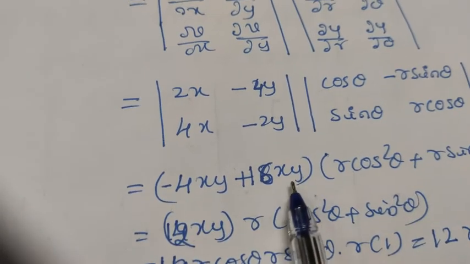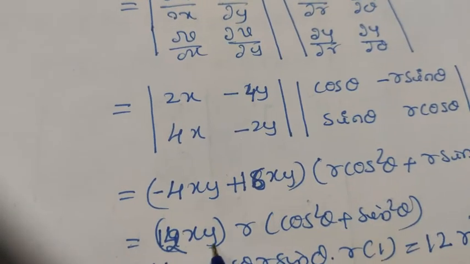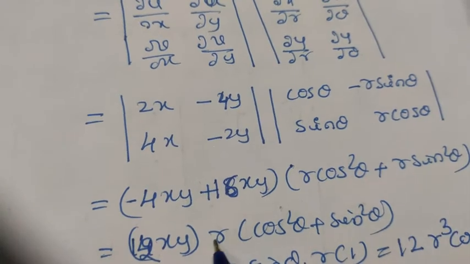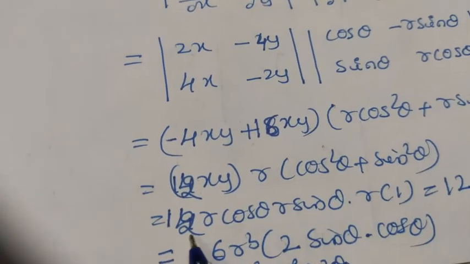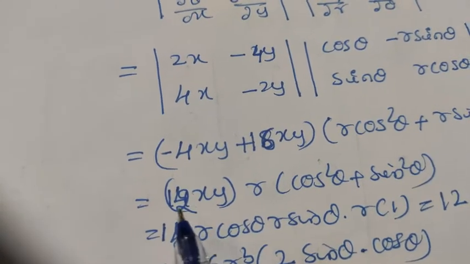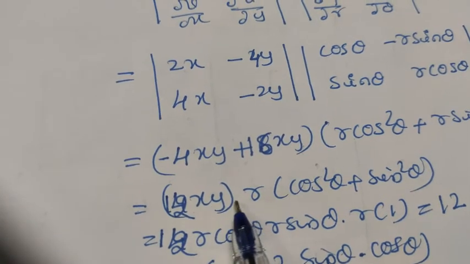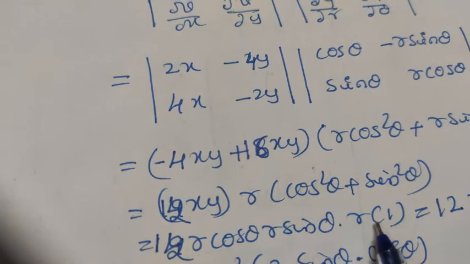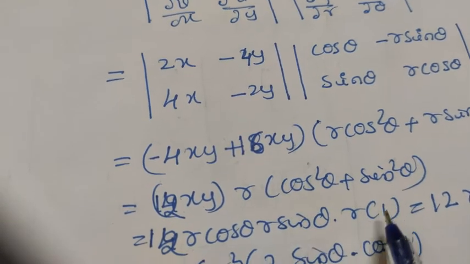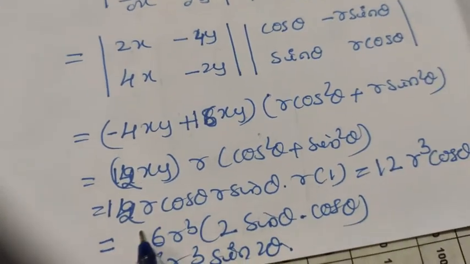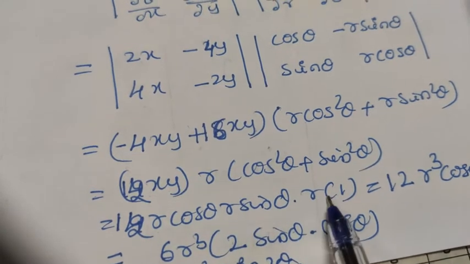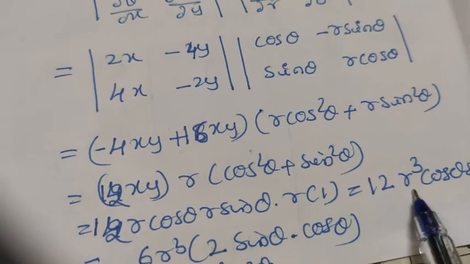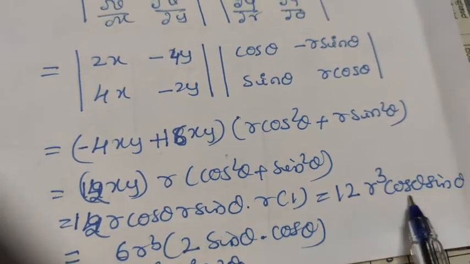Simplifying this, you will get 12xy into, in these two let us take r common, cos²θ plus sin²θ. So this is 12, substitute the values of x and y. x is r cos θ, y is r sin θ, into this r, and we know cos² plus sin² is 1. So it is equal to 12, r into r into r, we have 3 times, so it is r³ cos θ sin θ.